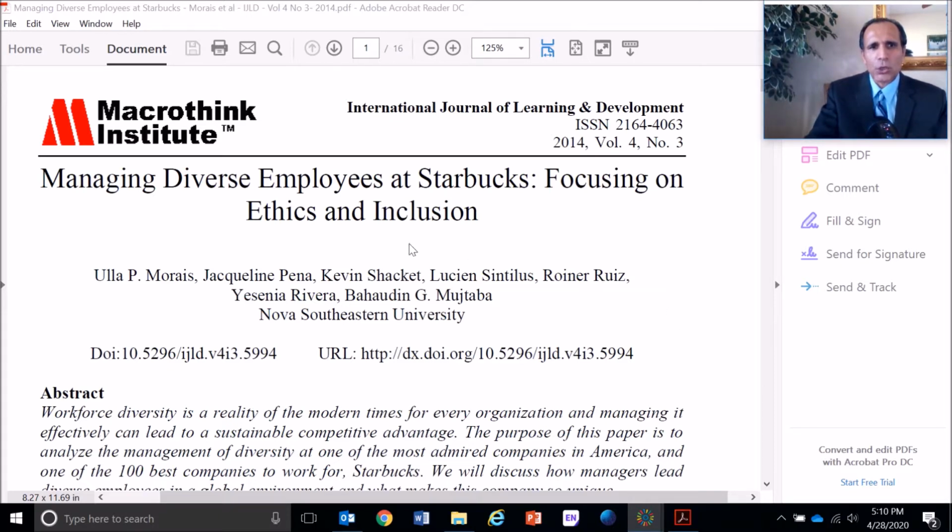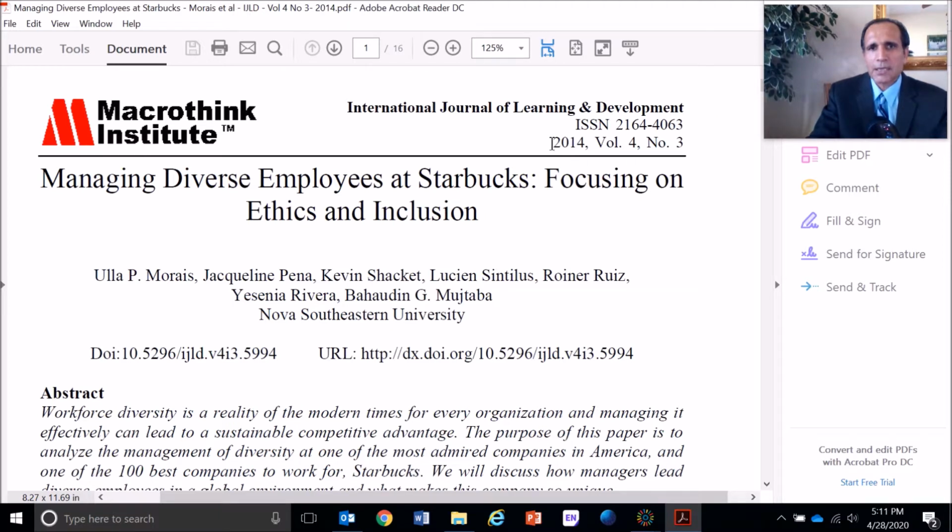So in this article entitled Managing Diverse Employees at Starbucks, focusing on ethics and inclusion, you can see here the authors. These are all the authors that worked on this research for a period of 3 months to 6 months. And then obviously the research went into a review process by blind reviewers. So 2 or more peer reviewers looked at the article, they made some recommendations in terms of changes, and then eventually it was resubmitted, revised, and finally was accepted and published at the International Journal of Learning and Development.